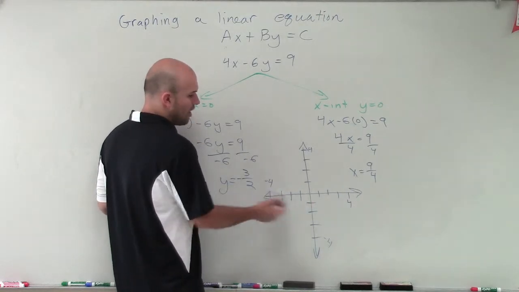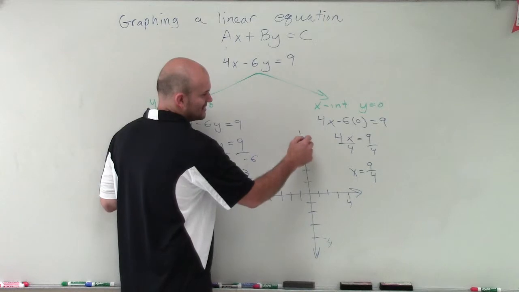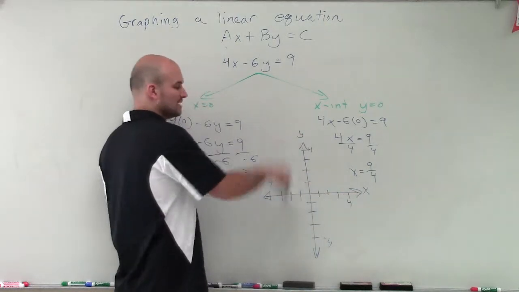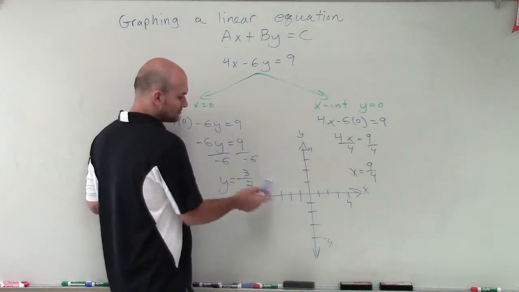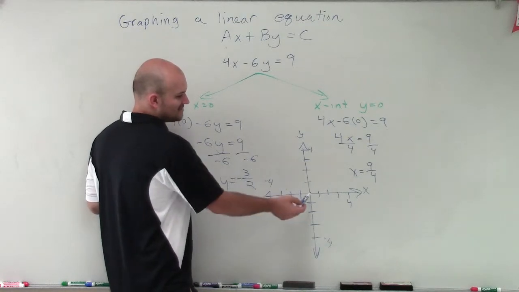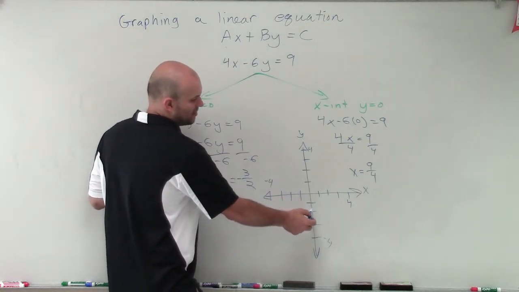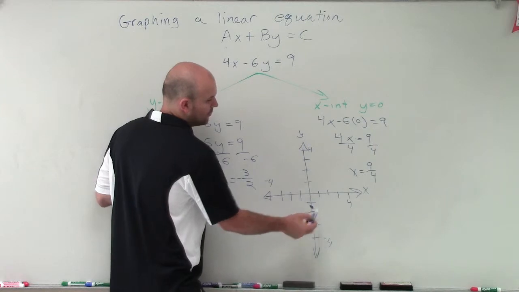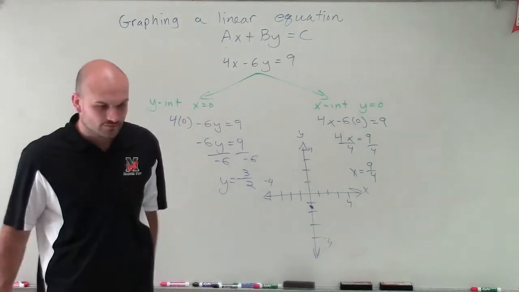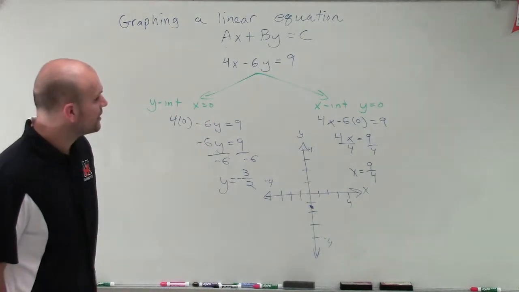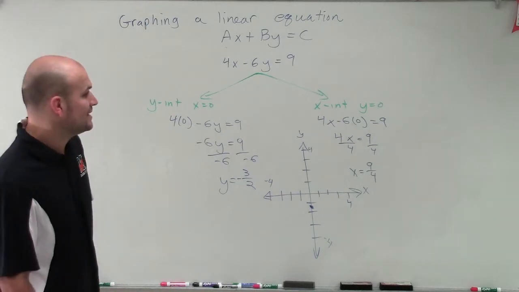So since it's y, that means I'm going to be going on my y-axis. And since it's negative, I'm going to be going down. Well, negative 3/2 is going to be the same thing as negative 1.5. So it's going to be halfway between negative 1 and negative 2. And therefore, 9/4 is going to be very similar.